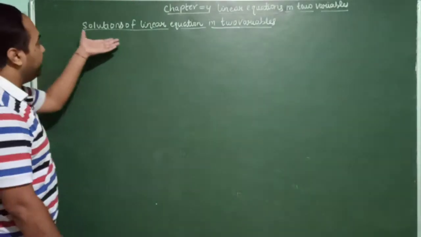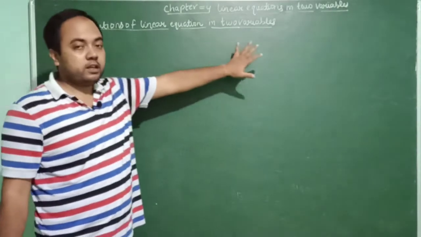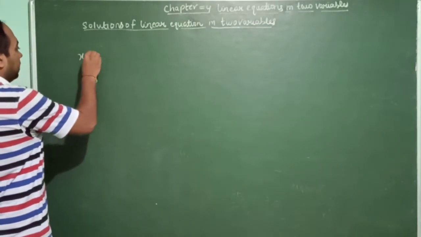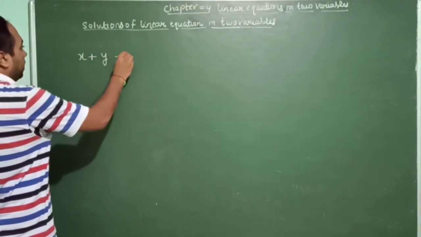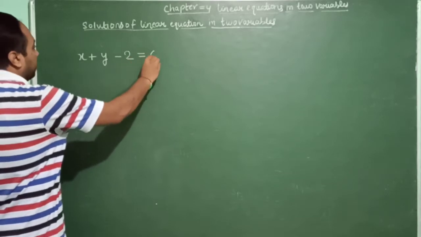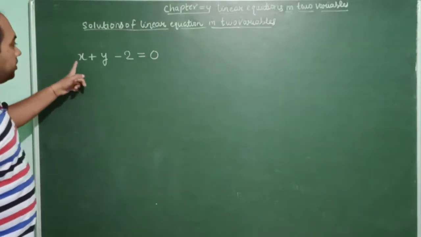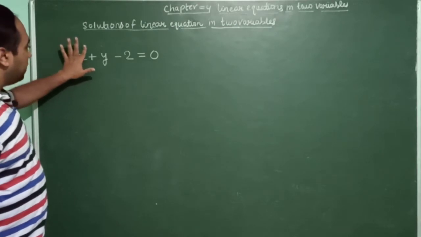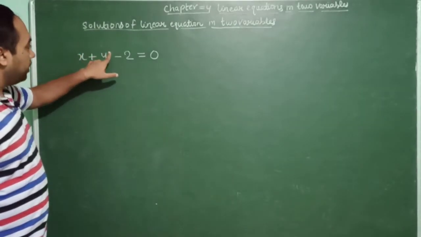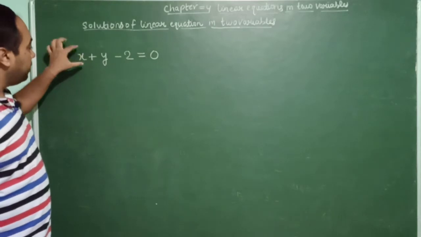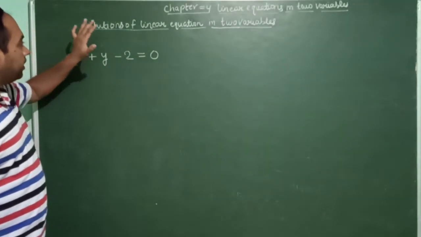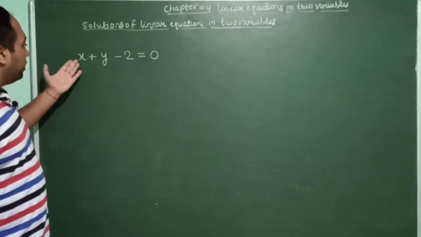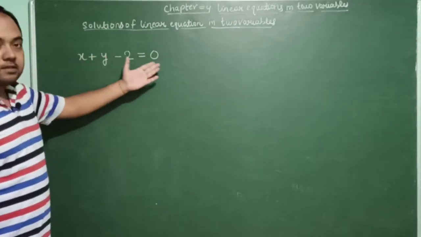Next topic is solutions of linear equation in two variables. Now first I am writing a linear equation in two variable. See, this is a linear equation. Why? Because maximum power of x over here is 1 as well as maximum power of y over here is 1. तो मतलब इनका डिग्री 1 है. This means that this is a linear equation in two variables. और देखो, it is also written in the form of ax plus by plus c equals 0.